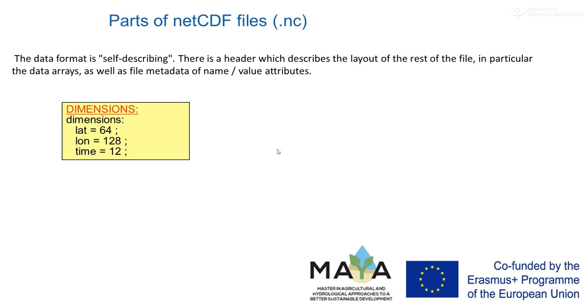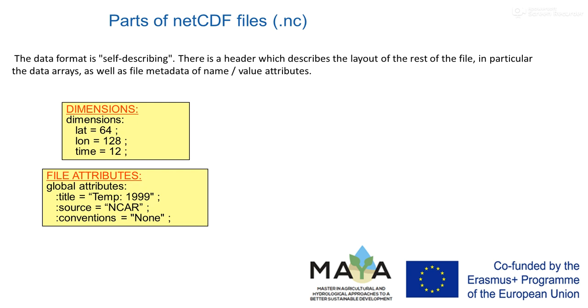For instance, with this particular file, you have one map with 64 pixels in latitude, so going south to north, 128 in longitude, so going east to west, and then you have 12 time steps, so you possibly have 12 different months for which you have 12 different rasters of spatial distribution. Then you can also have in the same header other attributes that are usually important to understand what the file is and what its attributes are.